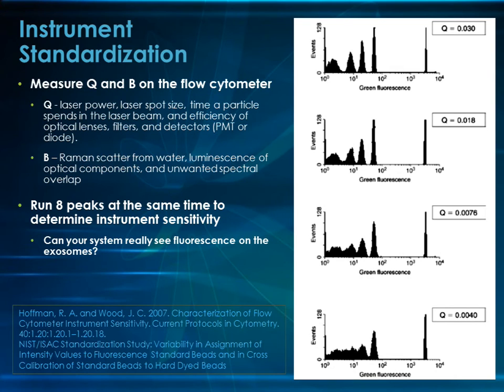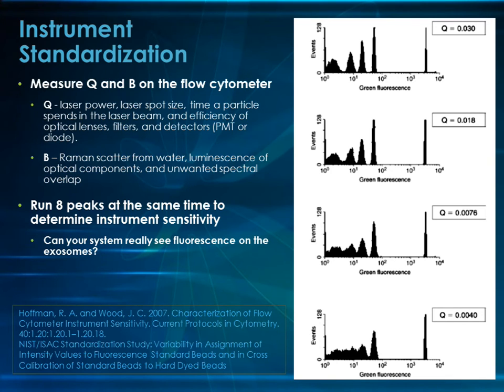The instrument sensitivity should be determined prior to analyzing the exosome populations, as instrument capabilities may vary on the side scatter detection. Q is the sensitivity metric and B is the background. The key question to answer is, can your system really measure exosome fluorescence? As suggested by John Nolan et al., instruments should be calibrated with quantum MESF beads, for example from Bangs Labs, to measure your instrument's minimum number of detection.